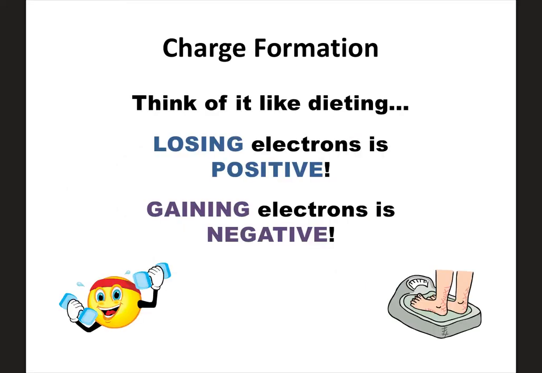If you're struggling here to understand this losing and gaining, think of it like dieting. If you're trying to lose weight, losing electrons, losing weight would be a positive thing. You're losing negatively charged electrons here, so you're positive. If you were gaining weight and you're trying to lose weight, that would be a negative. Just like if you're gaining negatively charged electrons, your charge would be negative. So just be careful here. Make sure you understand this and you know the difference between anions, cations.